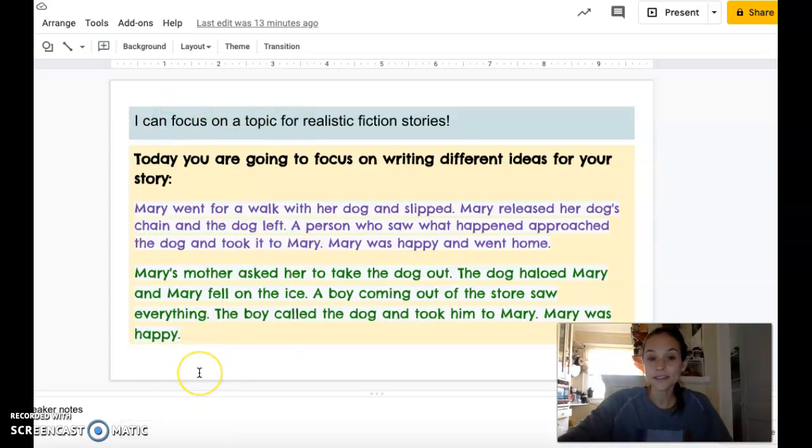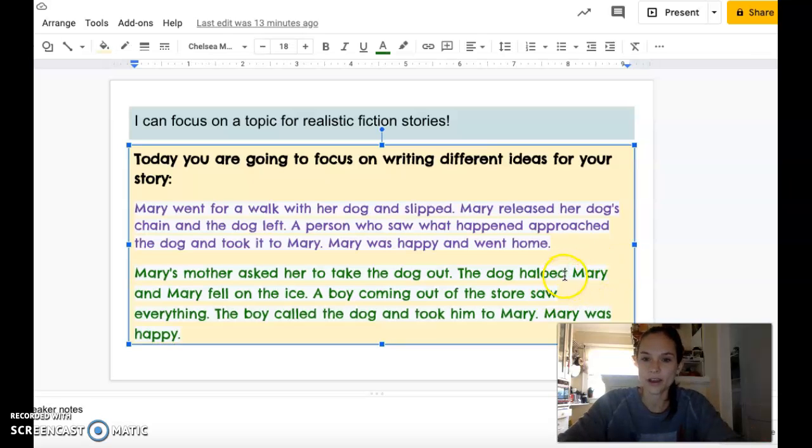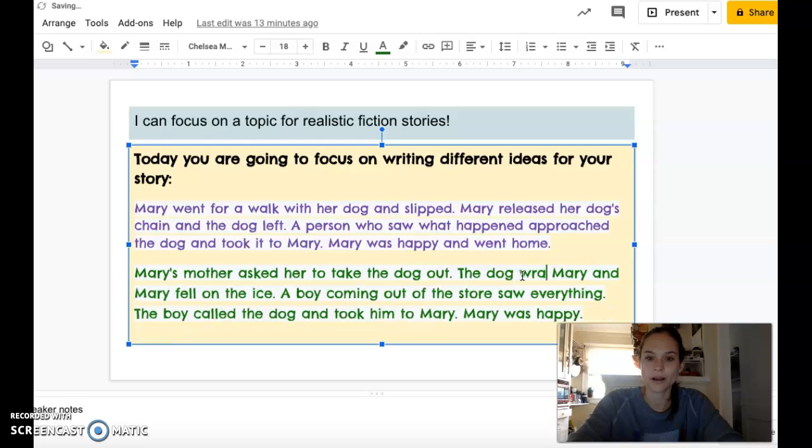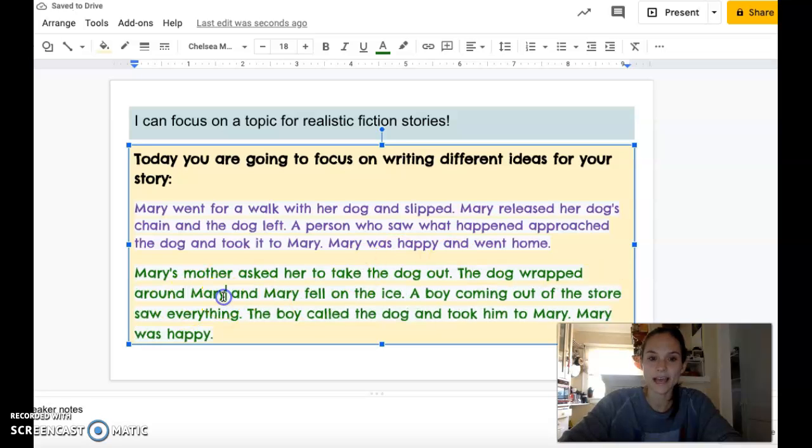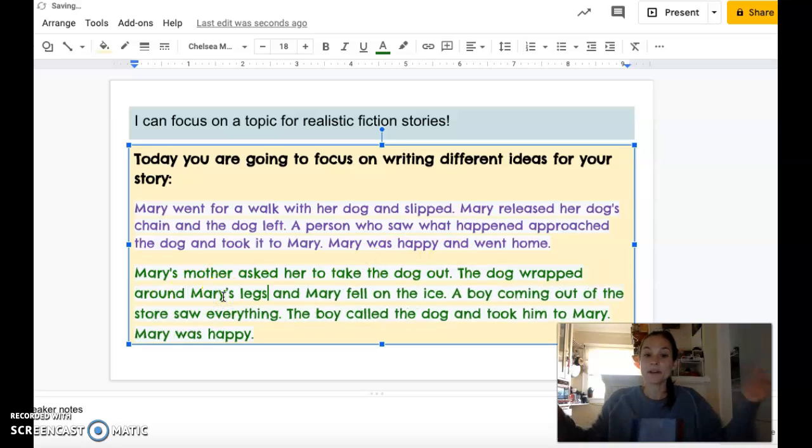And underneath it, there's another example. Mary's mother asked her to take the dog out. The dog, so the dog like wrapped, this is written wrong, wrapped around Mary's legs, and Mary fell on the ice. A boy coming out of the store saw everything. The boy called the dog and took him to Mary. Mary was happy.